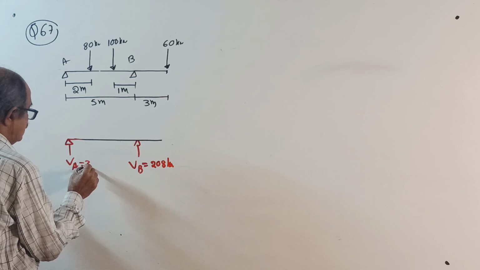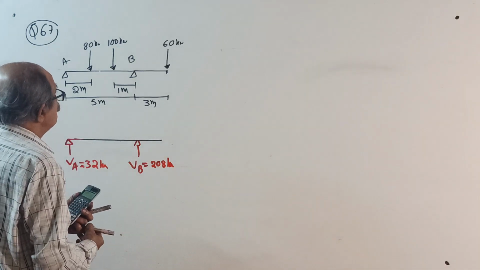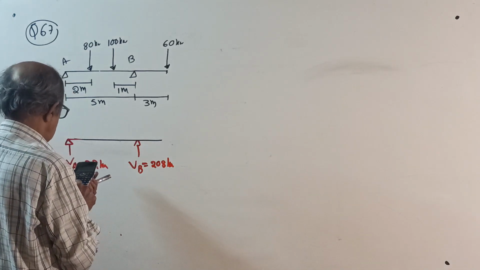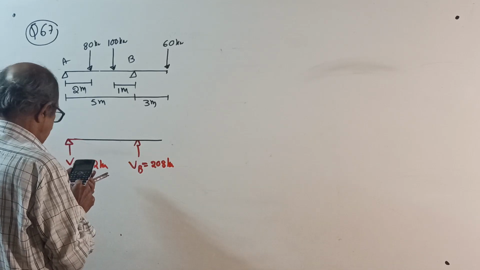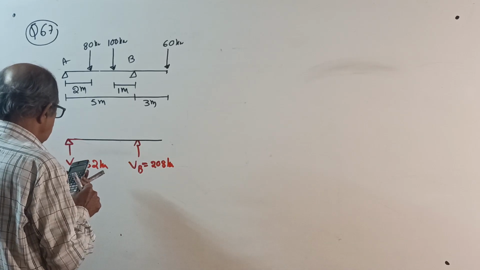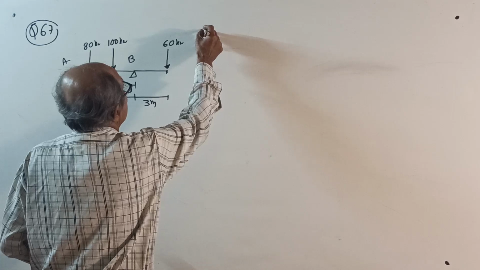32 kilonewton. See, I have marked upwards. I think you will get both positive. Checking the answer: plus 80 into 3 minus 180 divided by 5. Perfectly correct. Question 68.